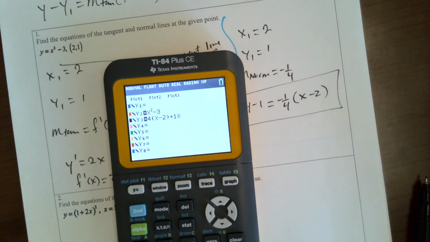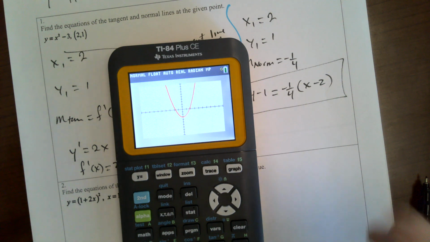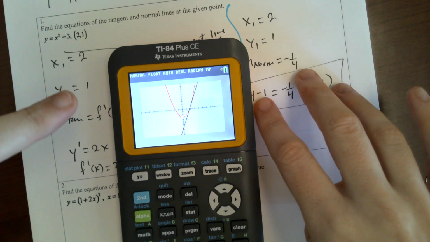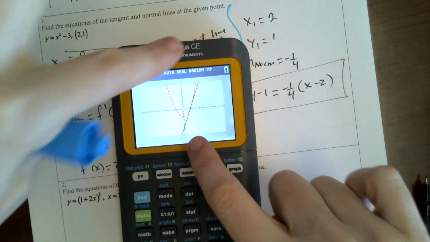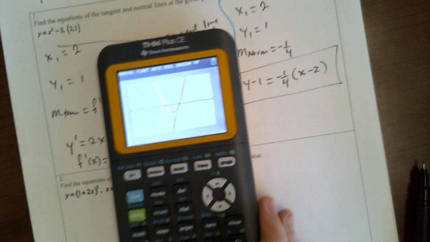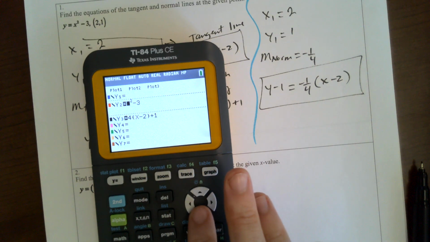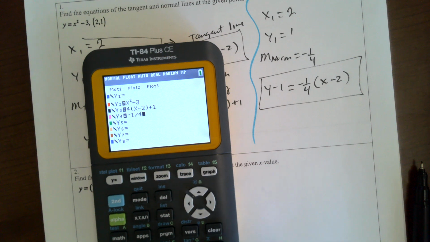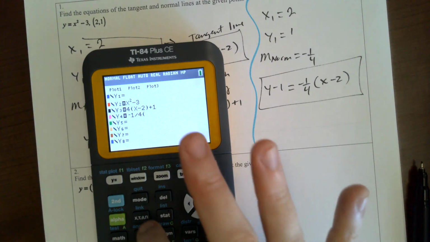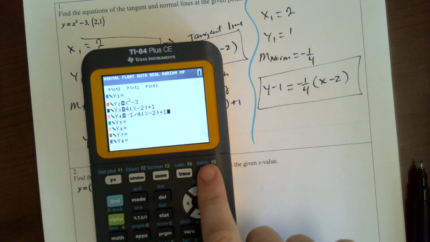Now, if you want a standard window, you go zoom 6. All right, that'll make sure that you've got negative 10 to 10, negative 10 to 10. That's a standard window. And yeah, this looks perfectly tangent. Beautiful. Since we're in this window, let's graph the normal line as well and see what that looks like. All right, so I go here, so I'm gonna have to add the 1 over. So this is negative 1/4 times x minus 2, plus 1. And then you hit graph.